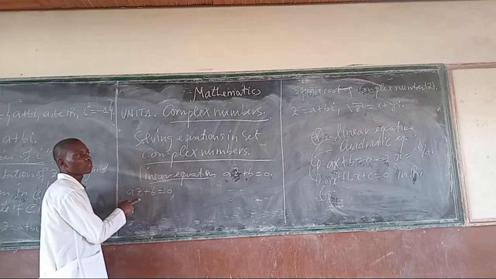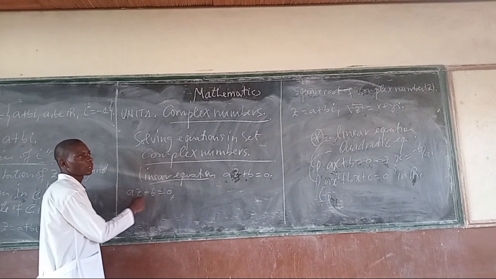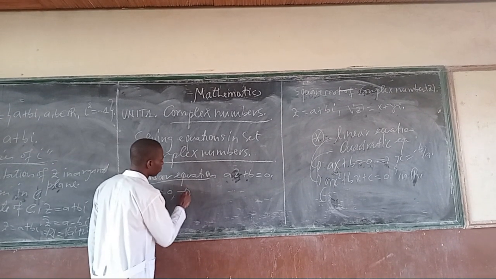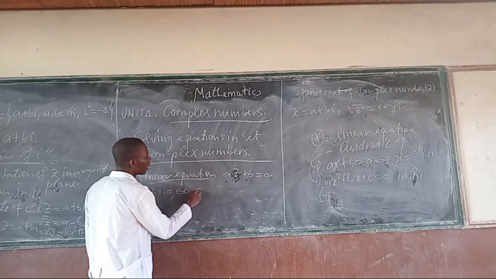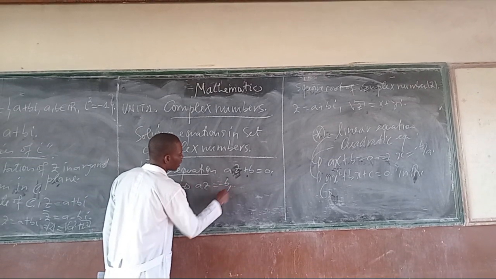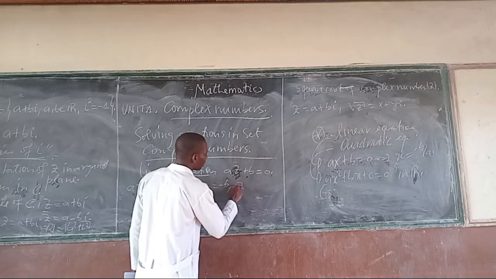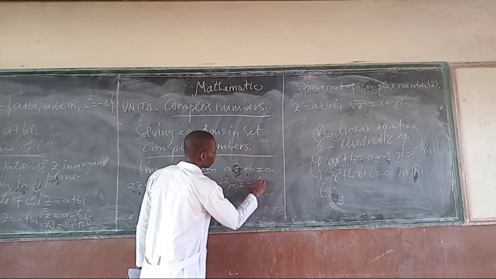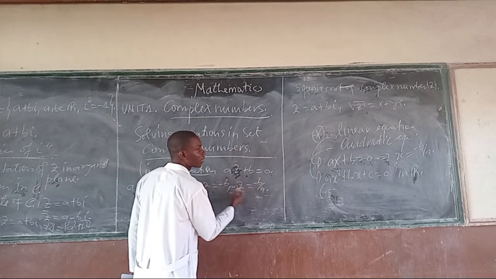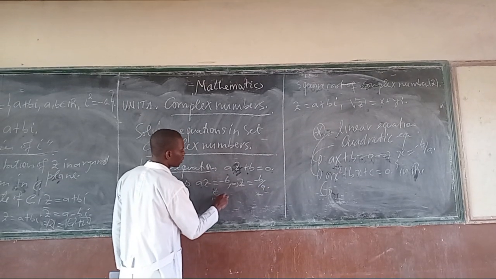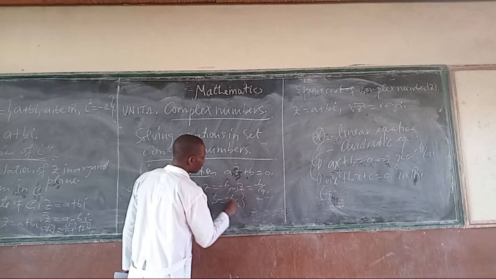We find the value of z where this expression will be equal to 0. This implies that az is equal to negative b, which implies that z is equal to negative b over a. And you can write the solution in that case as negative b over a.